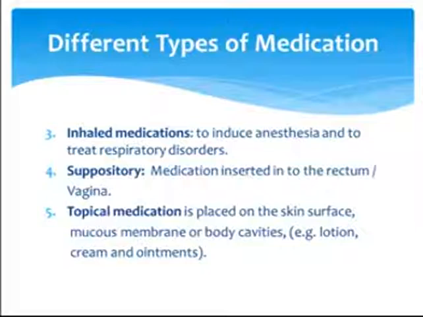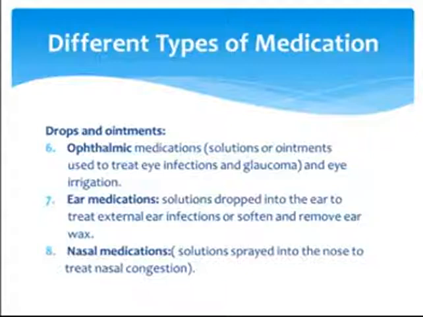Another type of medication is inhaled medication, which is used to induce anesthesia and to treat respiratory disorders. Suppository medication, this is inserted into the rectum or vagina. Topical medication is placed on the skin surface, mucous membrane, or body cavities. An example of these medications are lotion, cream, and ointments.